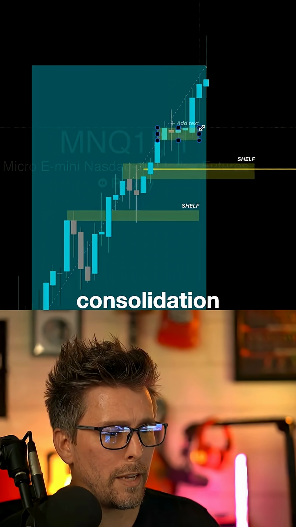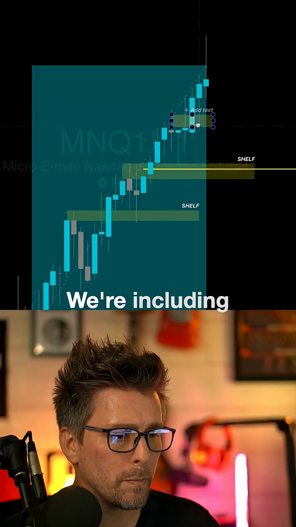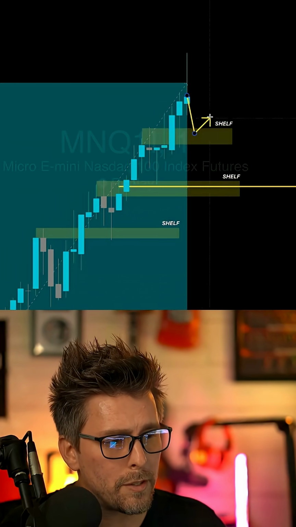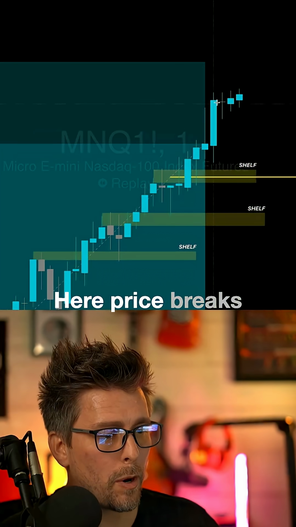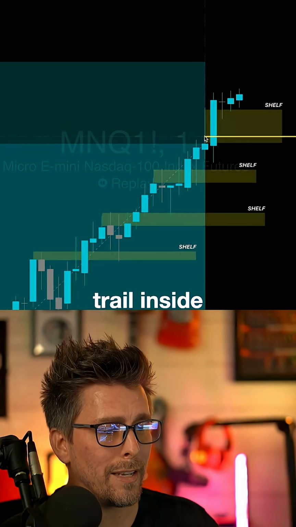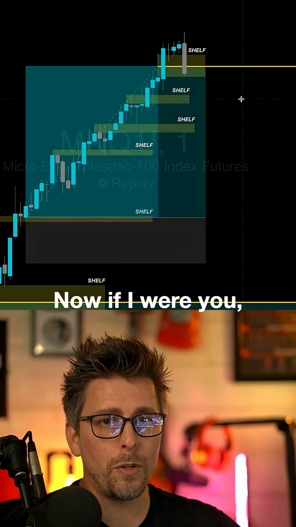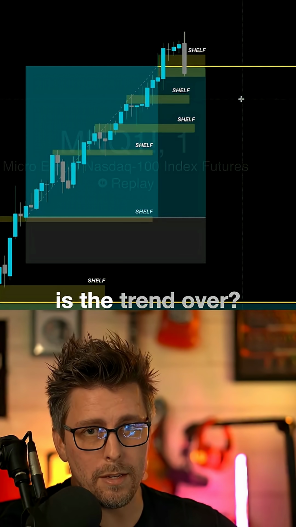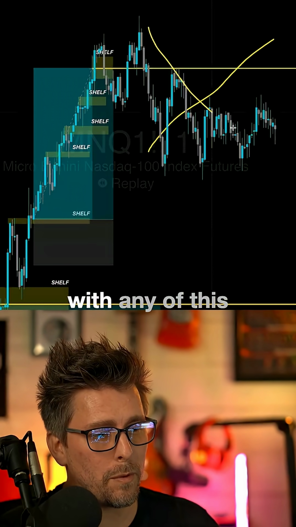Here's another consolidation range with the volume break to the highs. We're including the shelf, looking for price to retest the shelf and then move higher. Here price breaks higher, creating another shelf right here. I'm now good to trail inside of this shelf. Now, if I were you, I'd be super curious to see, is the trend over? Yeah, I wouldn't want to be messing with any of this drawdown.